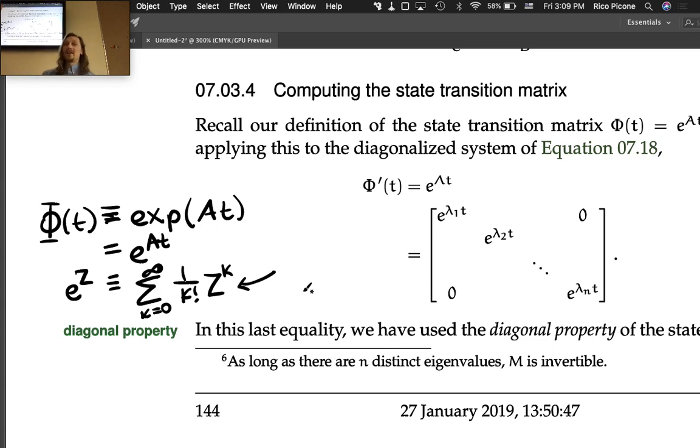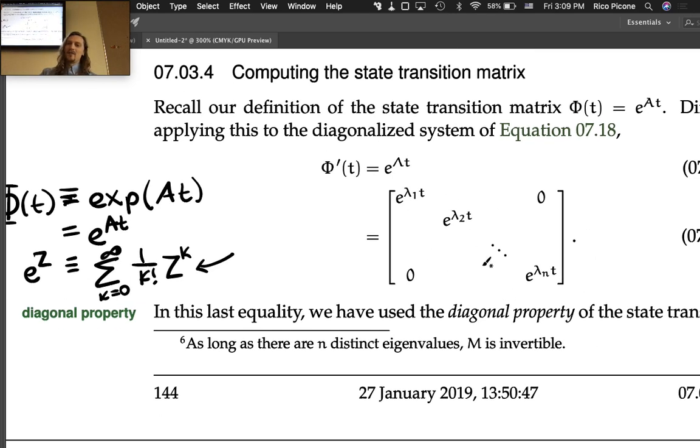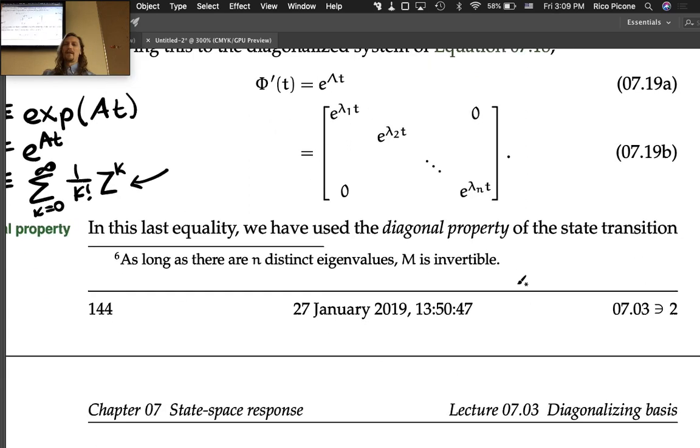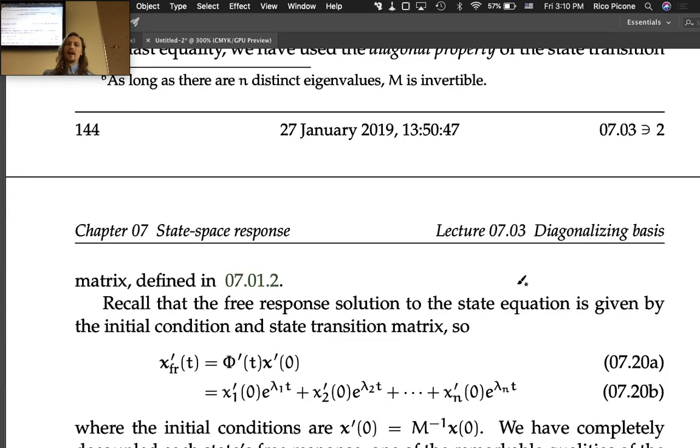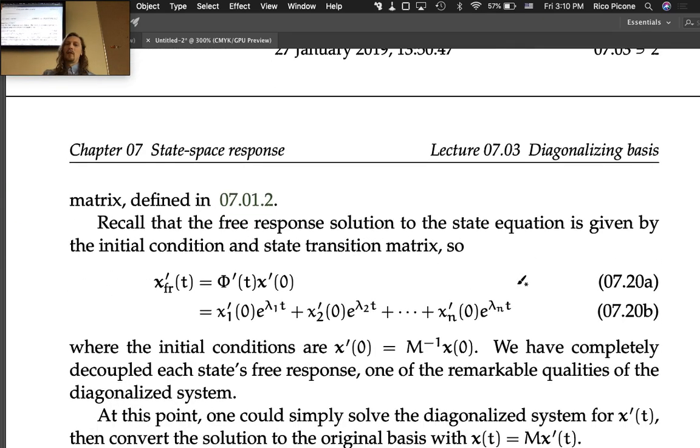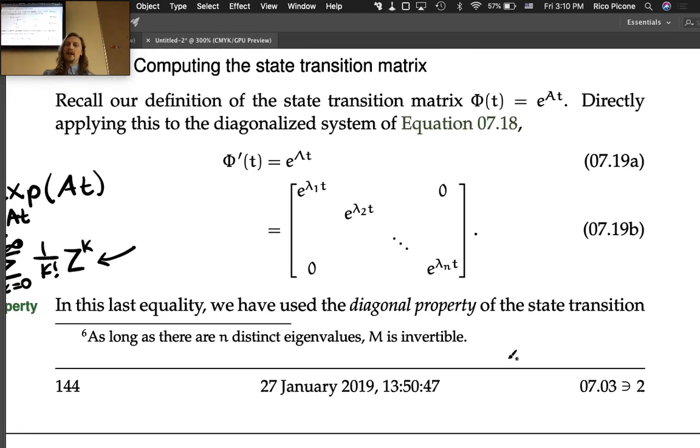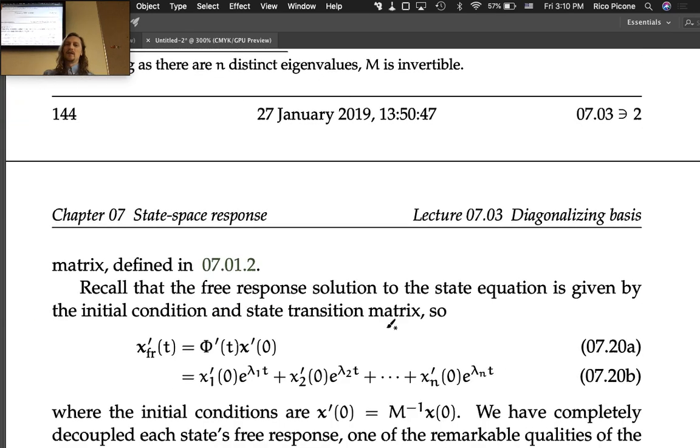But I said back then that's not the best way to compute the matrix exponential. The best way to compute it is to actually find the diagonal one. Once you've diagonalized your system, it's trivial to find the state transition matrix. And we're going to use that as our method. Okay. But what I'm going to do now is I'm going to take us a little bit further.